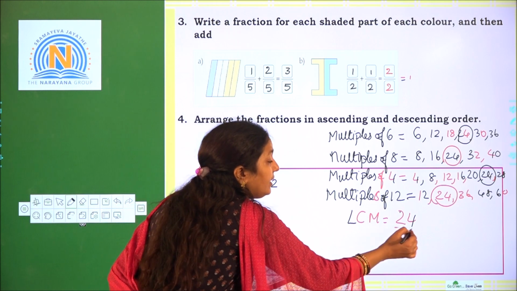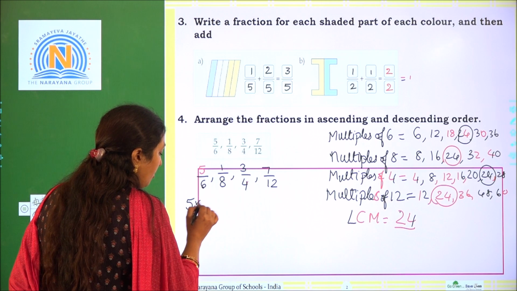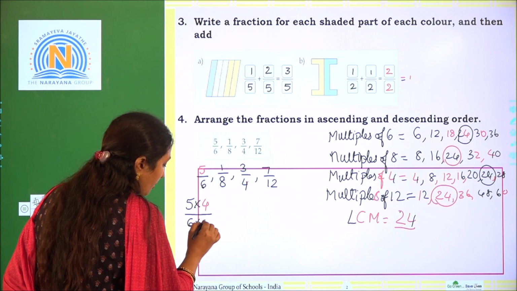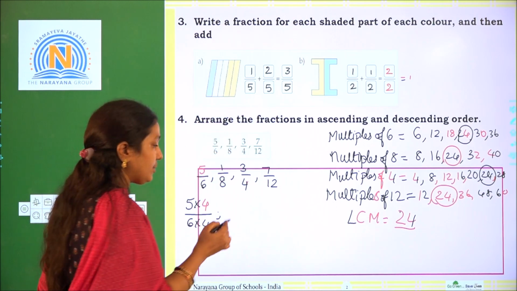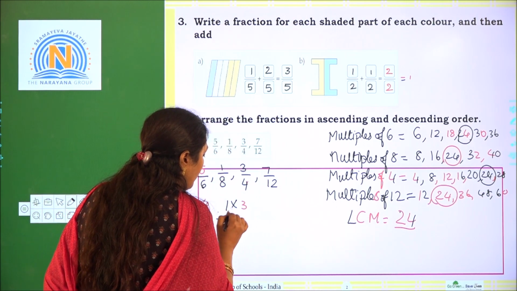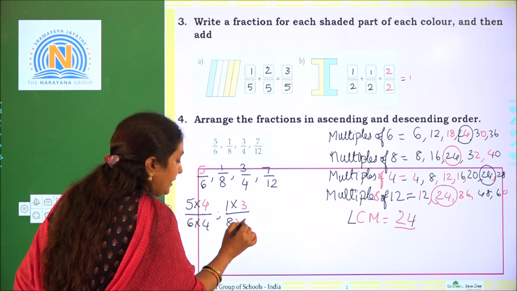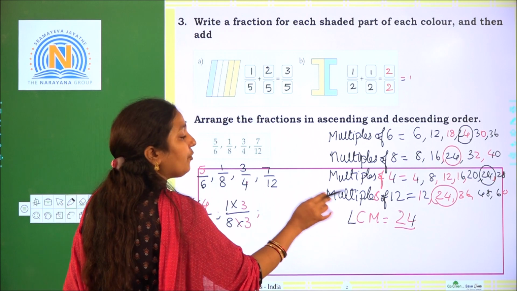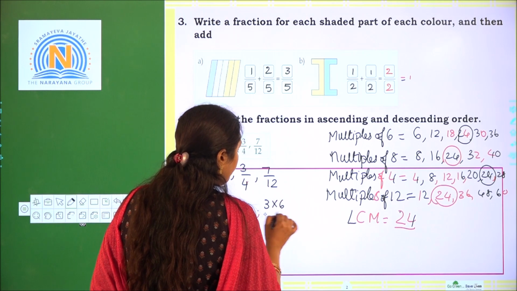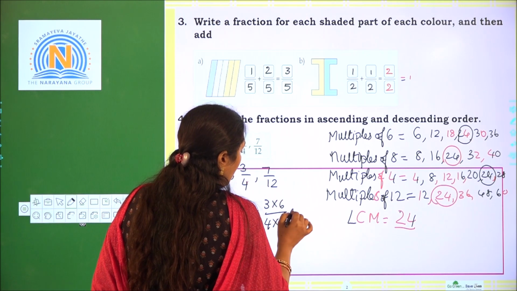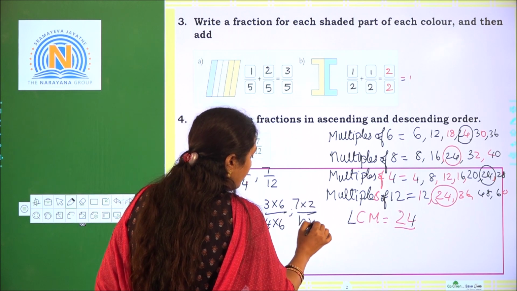How many 6s are there in 24? That is nothing but 4 times. So 5 into 4 by 6 into 4. Then how many 8s are there in 24? 3 times. That means 1 into 3 by 8 into 3, multiplying the numerator and denominator by the same number. How many 4s are there in 24? 6 times. So 3 into 6, 4 into 6. How many 12s are there in 24? 2 times. 7 into 2 by 12 into 2.